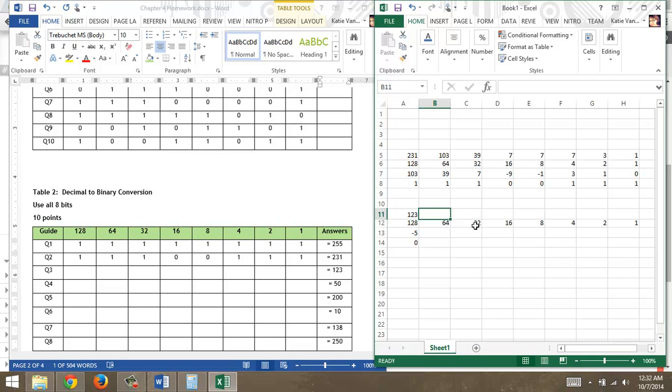Okay, so we have 123 we're still working with. Let me see if I can just zip this formula over.